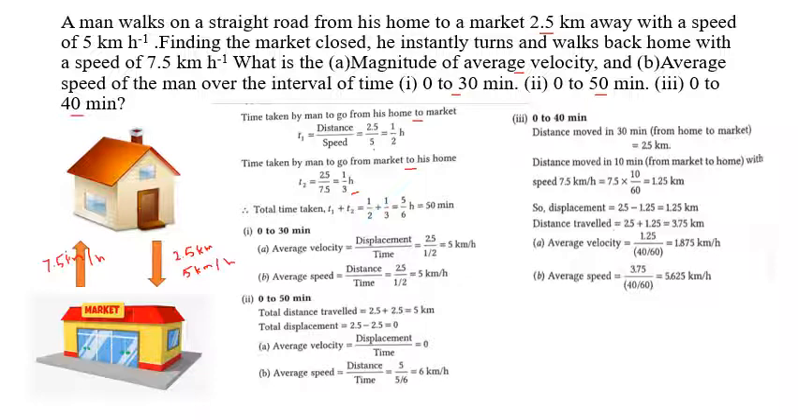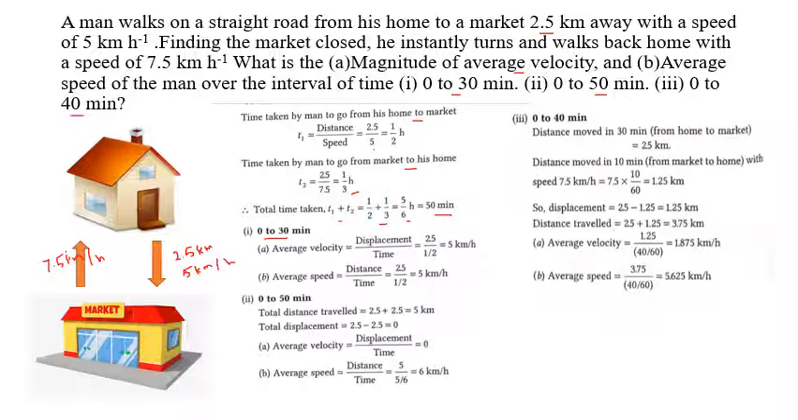Fine. So what is the total time taken? T1 plus T2, 1/2 plus 1/3, 5/6 hours or 50 minutes. So this is the total time taken by him. Then we'll find the average speed of the man. So in the case of 0 to 30 minutes, what is the average velocity?